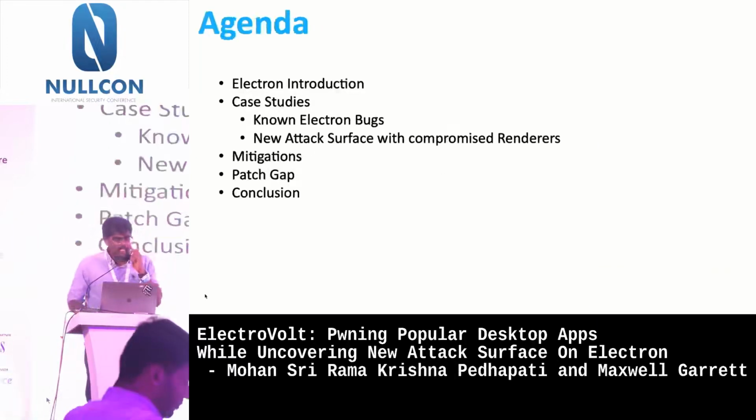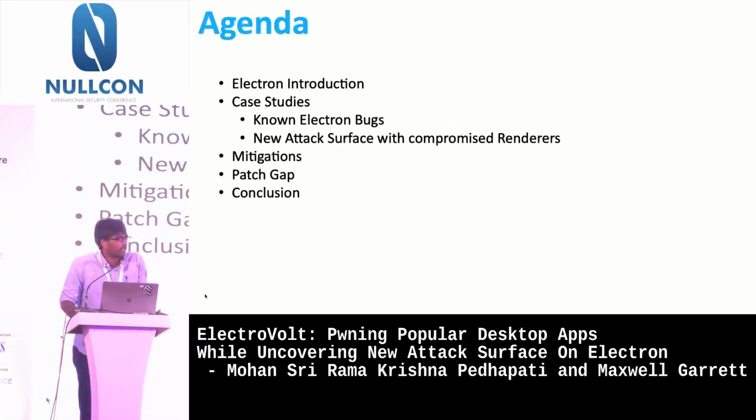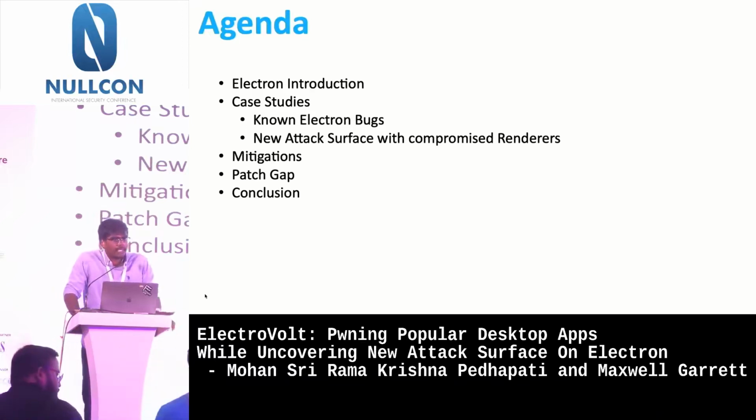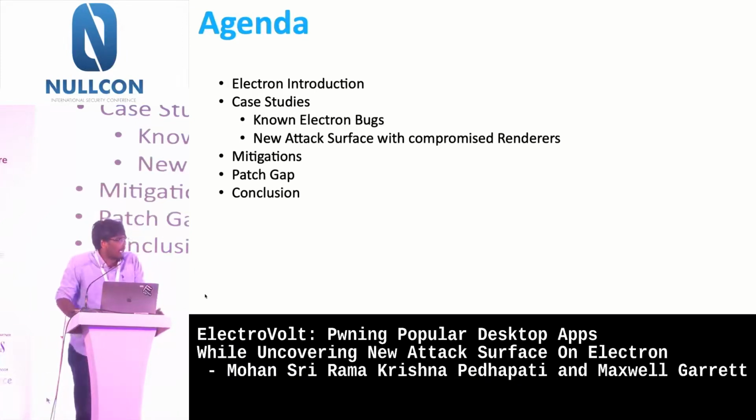So the agenda for today's talk is, first, I'll be talking about the basics of Electron, its architecture, and its security preferences such as web preferences. Then I'll show the case studies of the applications we hacked, starting with exploiting the known Electron vulnerabilities and moving on to the new attack surface we found on Electron applications. And finally, we'll go over the mitigations. And without any further ado, let's get started.